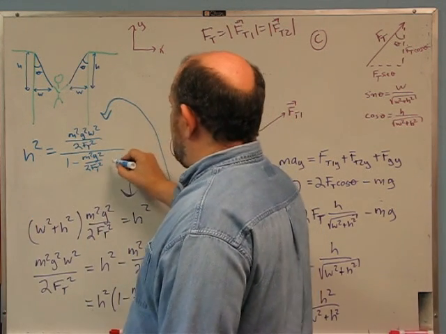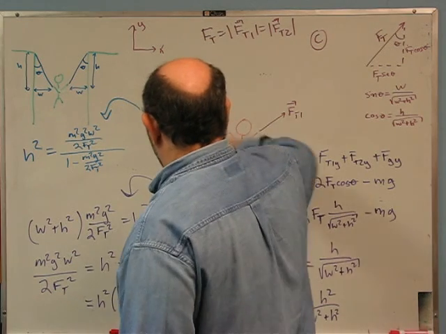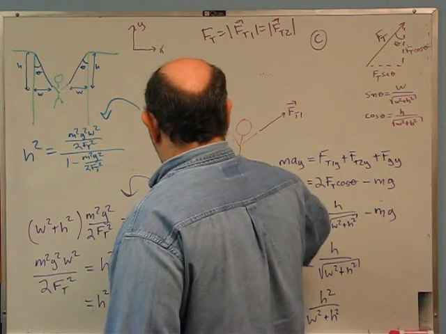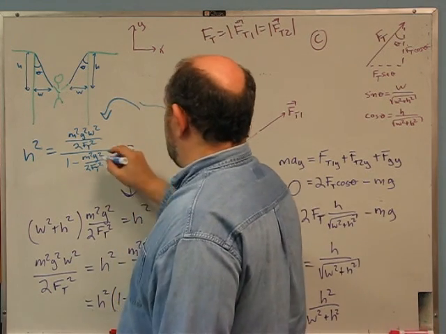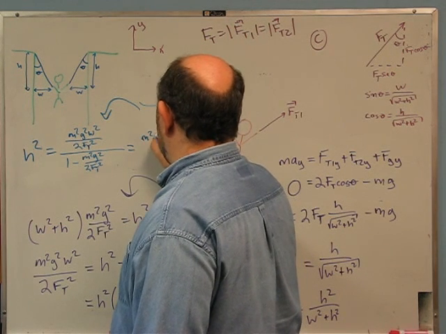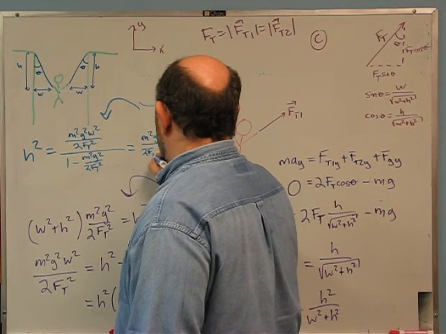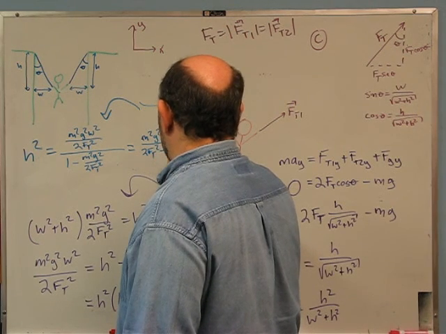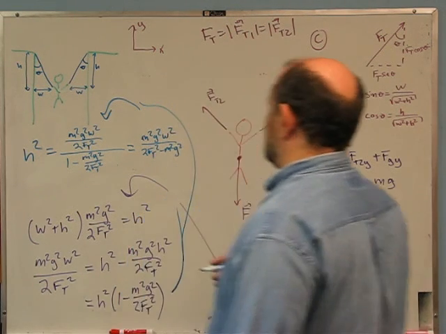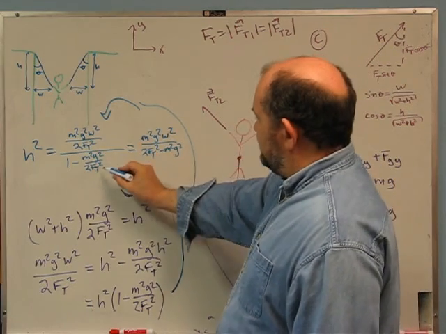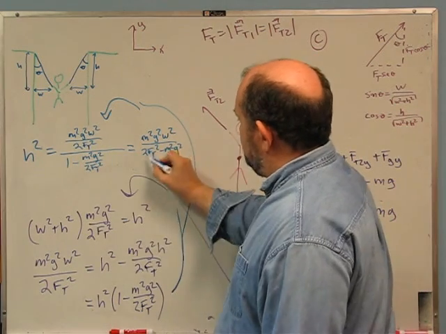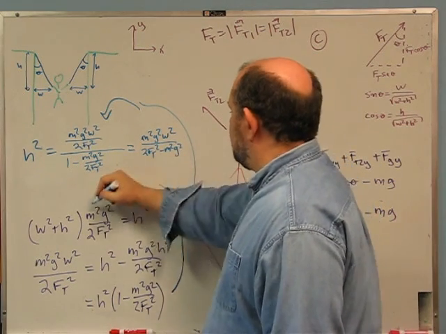Well, here's what I'm going to do. I'm going to multiply the top and the bottom. I'll leave myself more space here. I'm going to multiply the top and the bottom by 2ft squared, so I'll get m squared g squared w squared over 2ft squared minus m squared g squared, and that's actually nicer. I multiplied the top and bottom, so that canceled this, but then this had to pull in that. And now I can plug in the numbers.